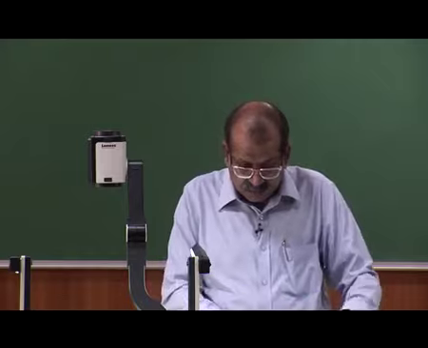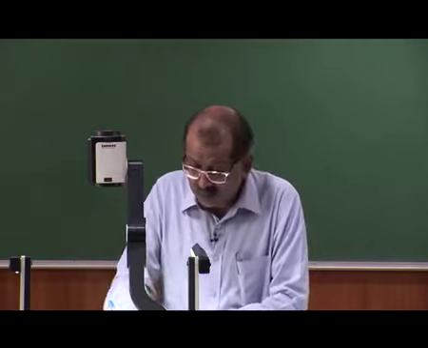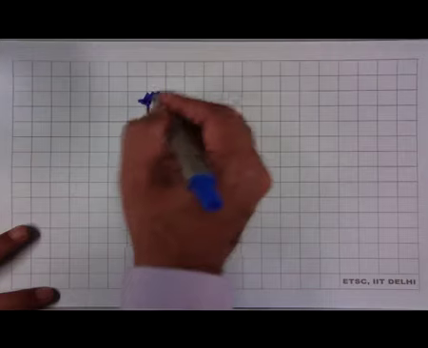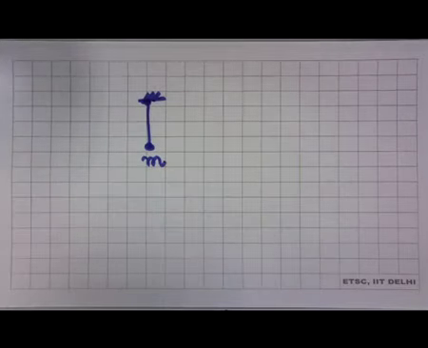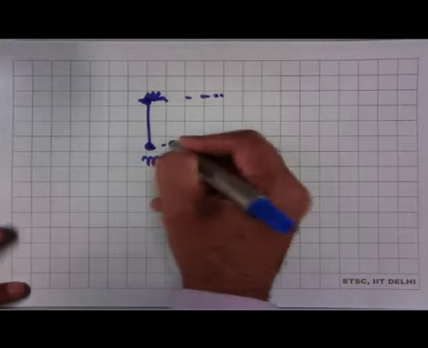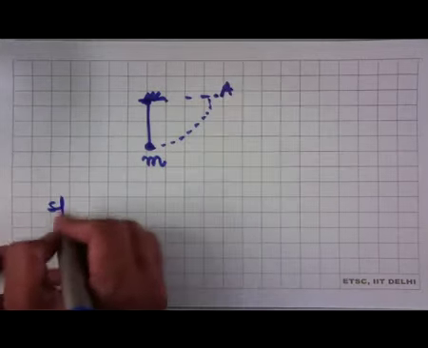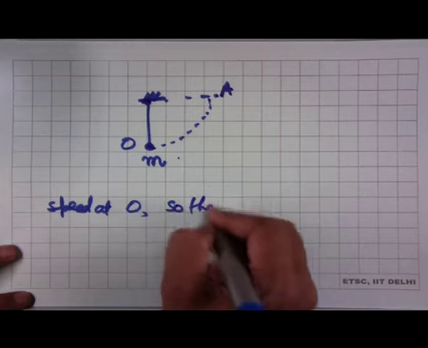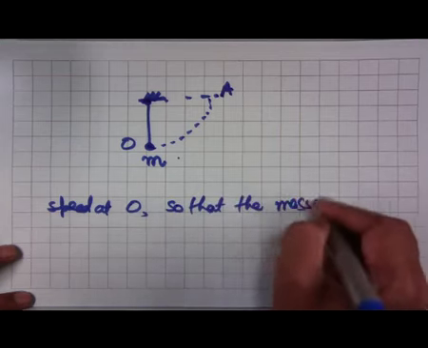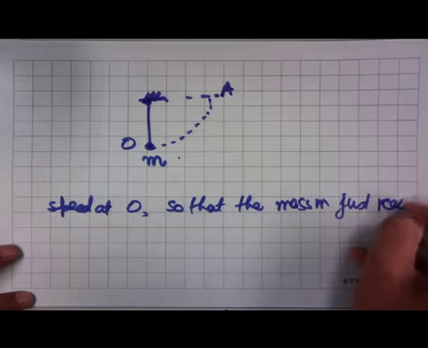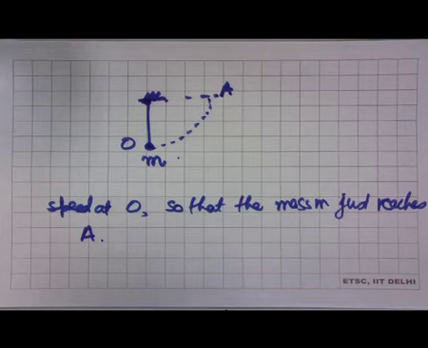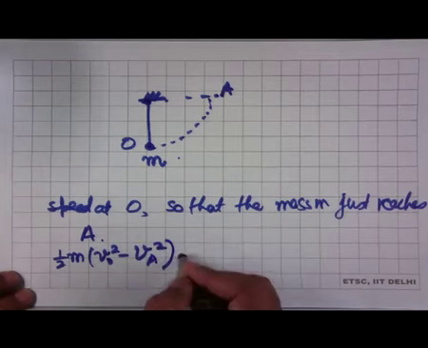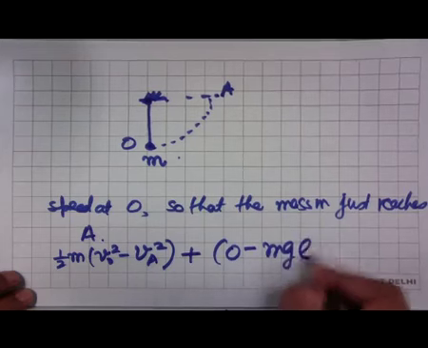So, now let us try to find some more things from this problem. We have this string, a mass m being tied here, and what we want to find is what is the speed at O, so that the mass m just reaches A, and then what we have is half m times (V0 square minus Va square) plus 0 minus mgl is equal to 0.